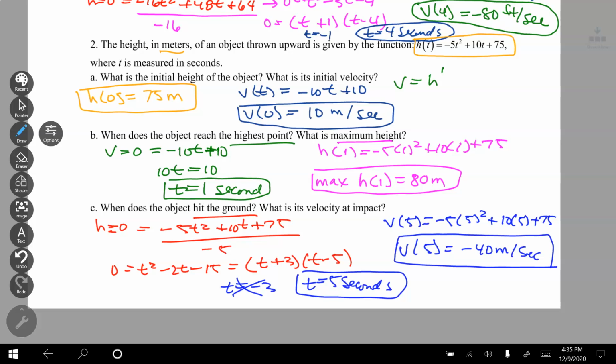Like I said, maybe a little bit easier than doing all those, ooh, that's not right. That's not right at all. It is negative 40, but my velocity equation, that was my height equation, my velocity equation is going to be negative 10 times 5 plus 10, and that gives me my negative 40. Lost my focus for a second.